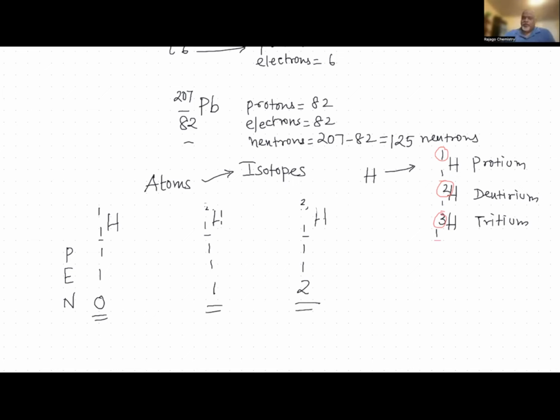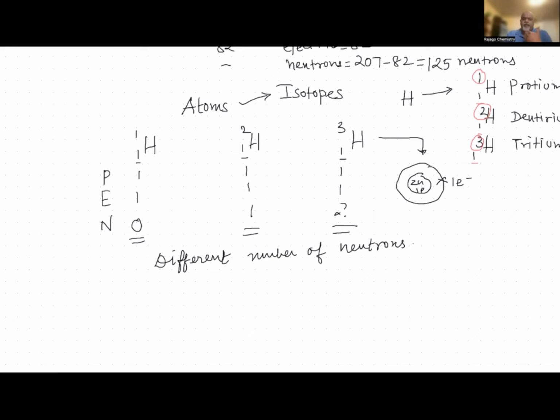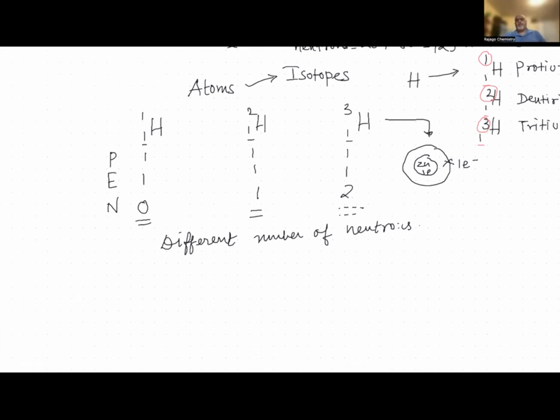So in tritium, if you draw it, you will have 2 neutrons and one proton, and there will be one electron revolving around this species. These are called isotopes. Isotopes usually have a different number of neutrons. All the atoms are made by nature, so nature makes these isotopes as well for each of the atoms.